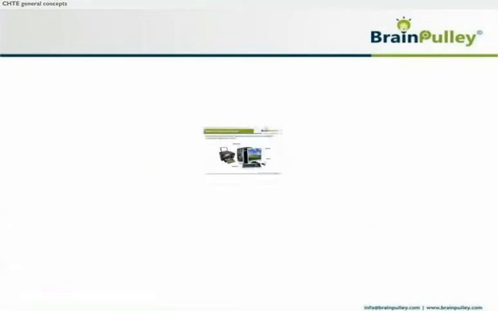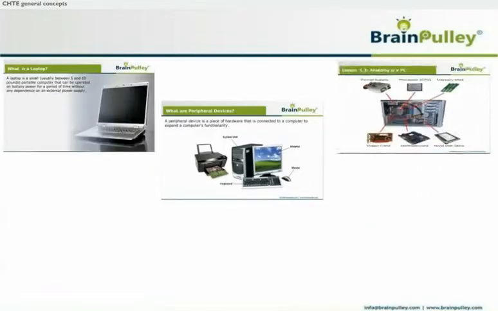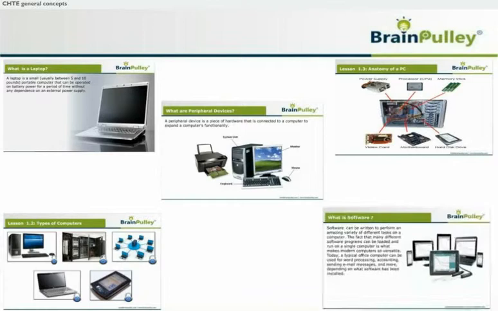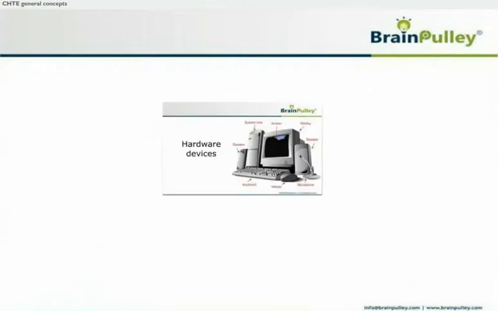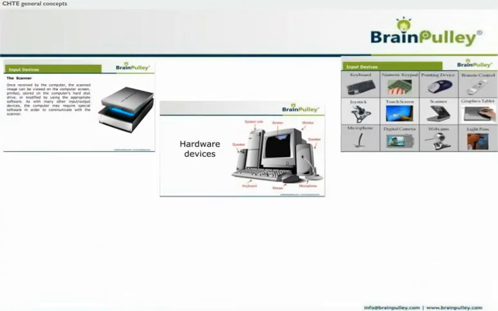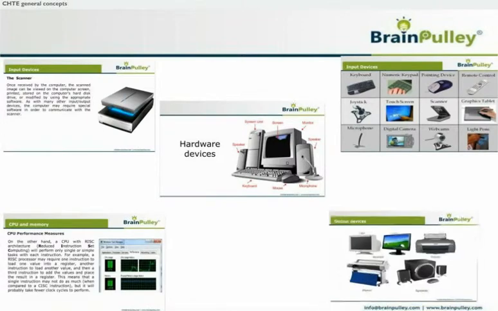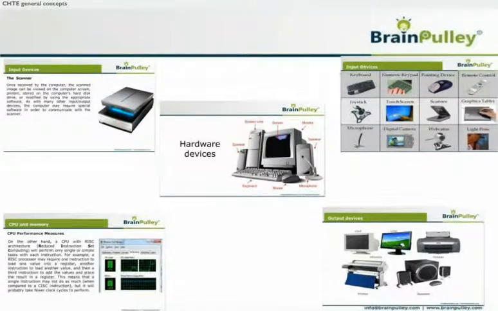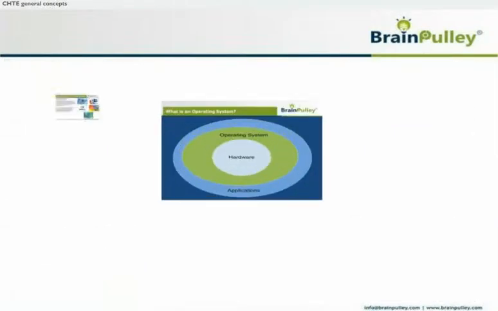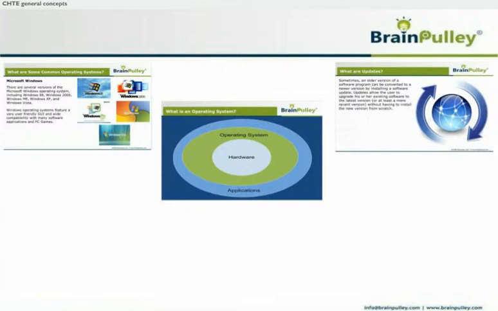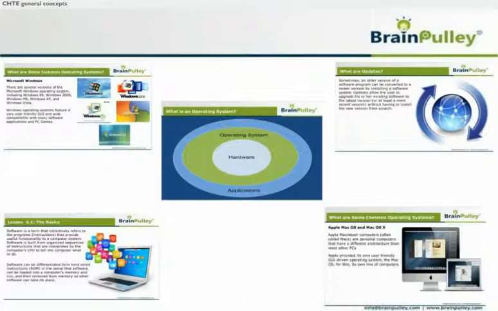In Module 1 you will learn about general concepts about computers, types of computers, anatomy of a PC, how a PC works. In Module 2 you will learn about CPU and memory, input devices, output devices, secondary storage devices. In Module 3 you will learn about basics of software, operating system and its applications, how a software is built, types of software, legal issues.